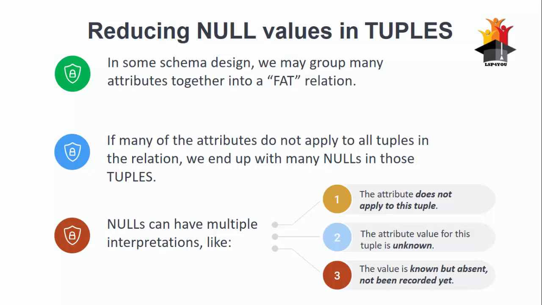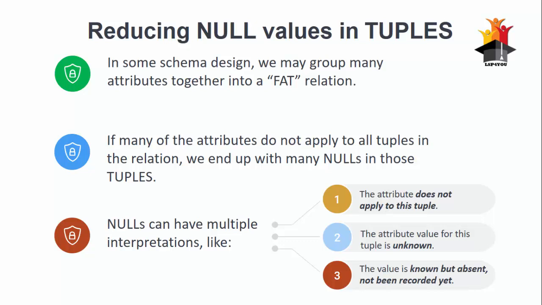In some schema designs, we may group many attributes together into a fat relation. If many of the attributes do not apply to all tuples in the relation, we end up with many nulls in those tuples. Consider some of the cases where null values can be inserted in tuples. First, we can consider a student relation. A student can be a resident or a non-resident student. In the case of NRI students, we usually store the passport details and some other social security number in the student relation. In the case of resident students, those attribute values will be null. This is one of the cases.